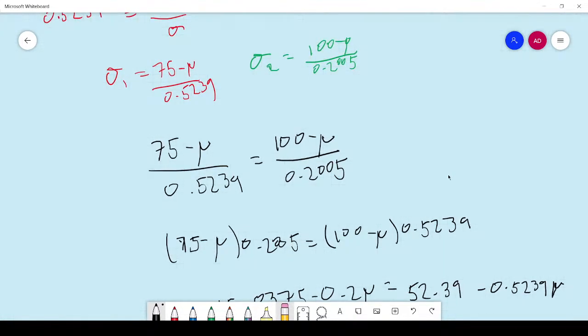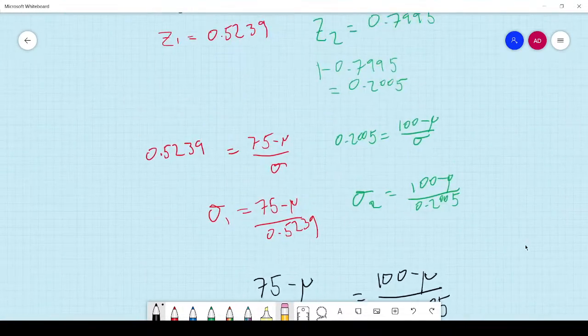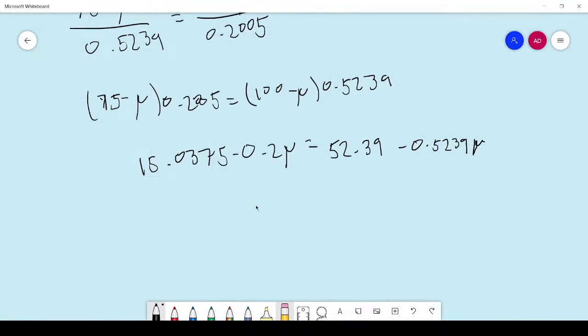Let's just double check something here. May have made a mistake with the negative somewhere, but it shouldn't matter too much. Join the numbers up. So 52.39 minus 15.2 should have 0.3239 mu equals 37.35. So mu would equal roughly 115, which also seems suspiciously high.